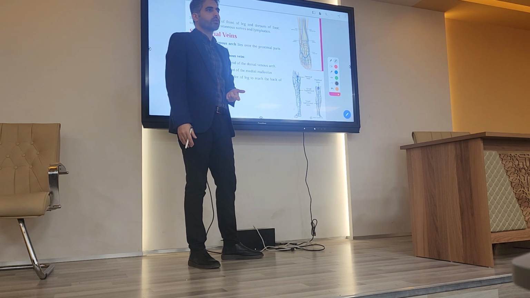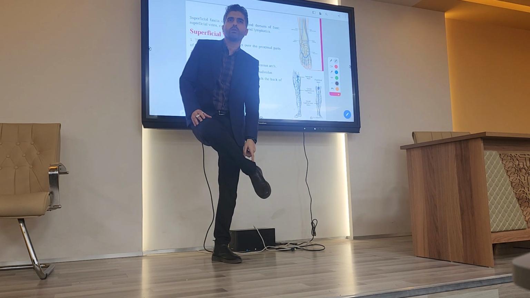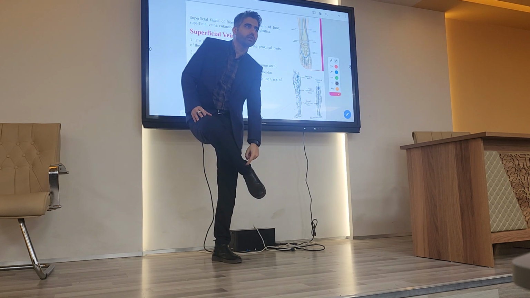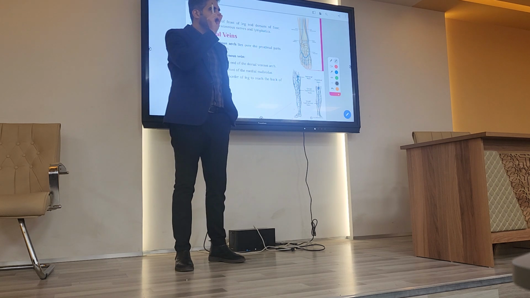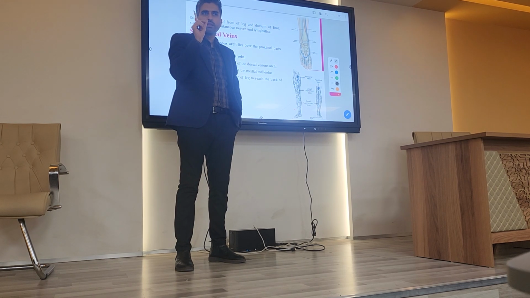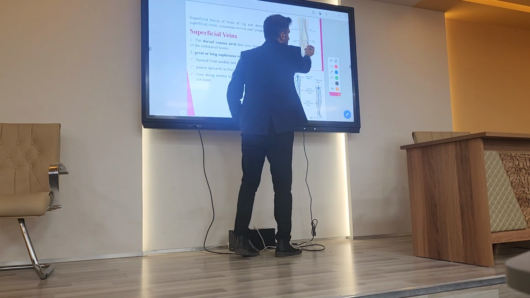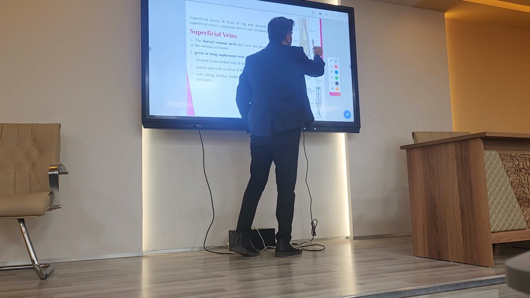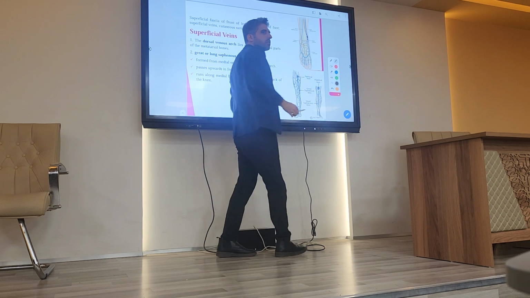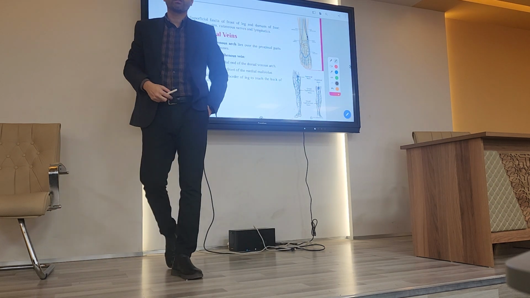How can I find great saphenous vein? Find the medial malleolus. You can touch it. Anterior to that, if you look carefully at the skin, yes, you can see a vessel anterior to the medial malleolus. Then you can inject here in the great saphenous vein.